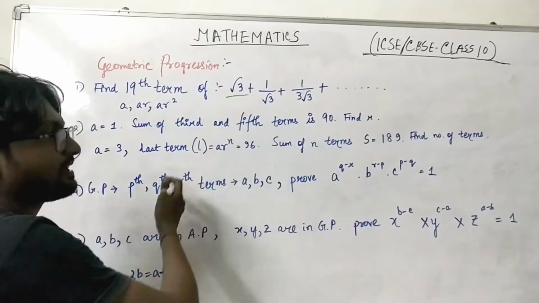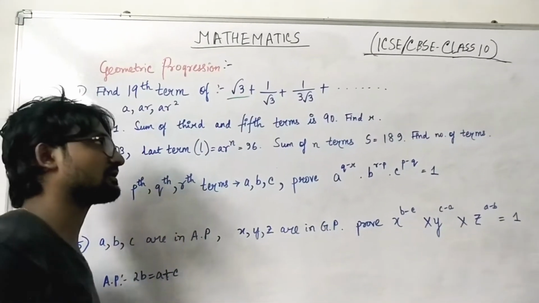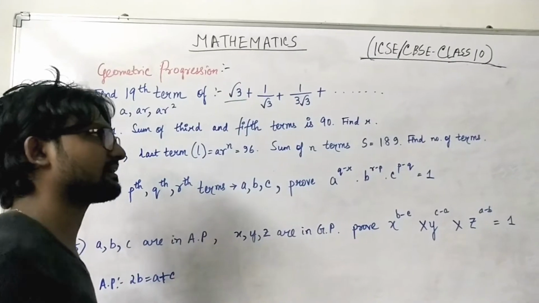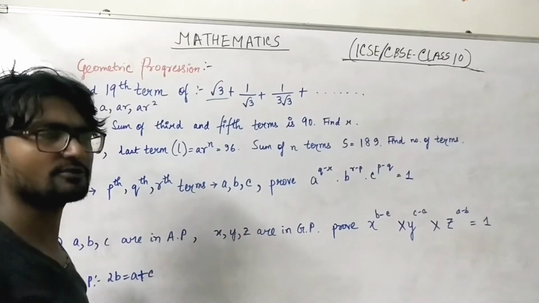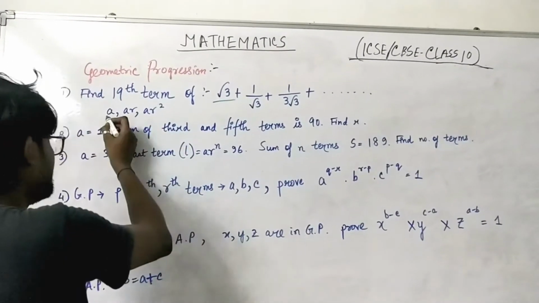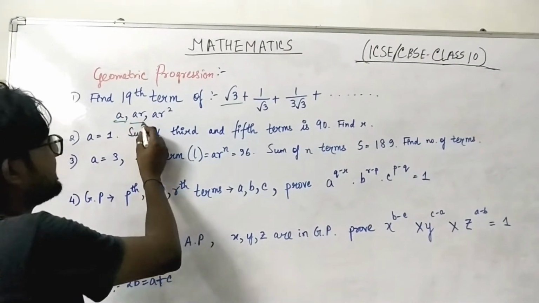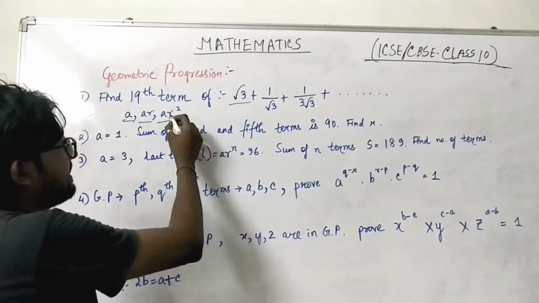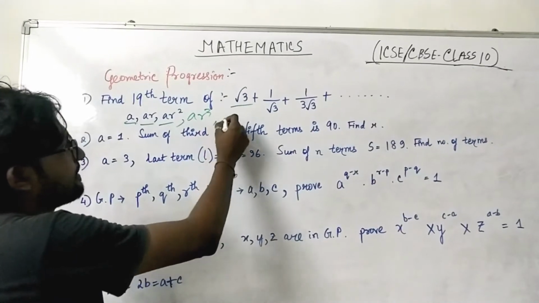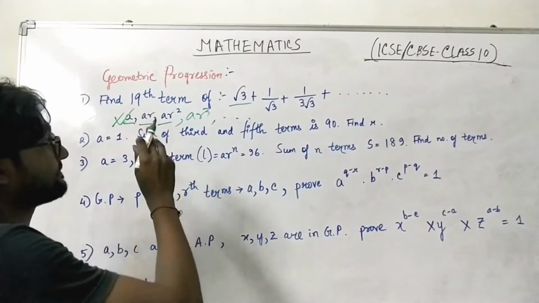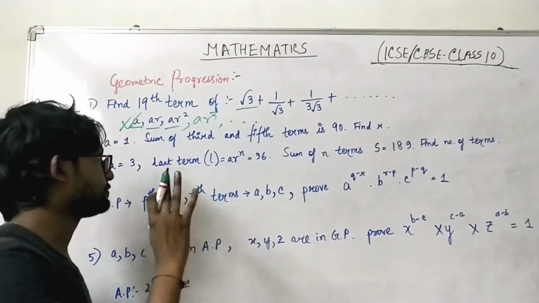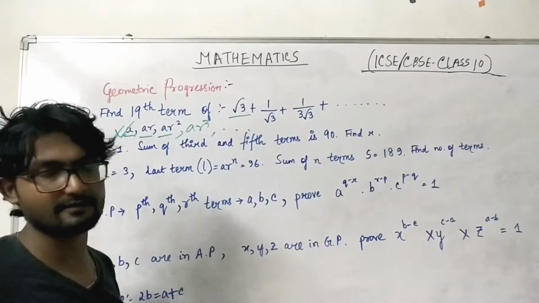Find the 19th term. The most important thing, the tactic you need for solving GP, is that if the first term is A, the second term should be AR, the third term should be A R square, then A R cube, and so on. You need to remember this. This is very important for solving any kind of GP sums.